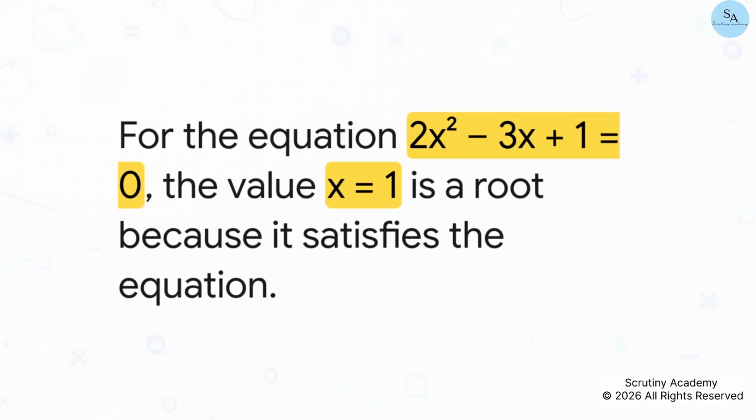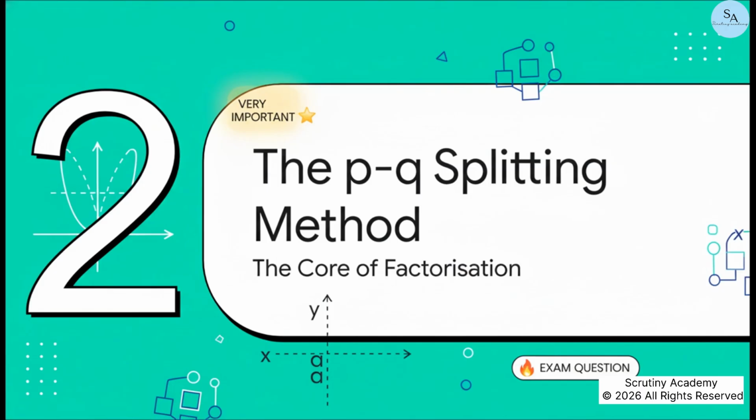If we take x equals 1 and plug it in, what happens? You get 2 times 1 squared minus 3 times 1 plus 1. So that's just 2 minus 3 plus 1, which equals 0. See? It works. The equation holds true. So we can say for sure that 1 is a root. Simple as that. All right, so I think the basics are clear now.